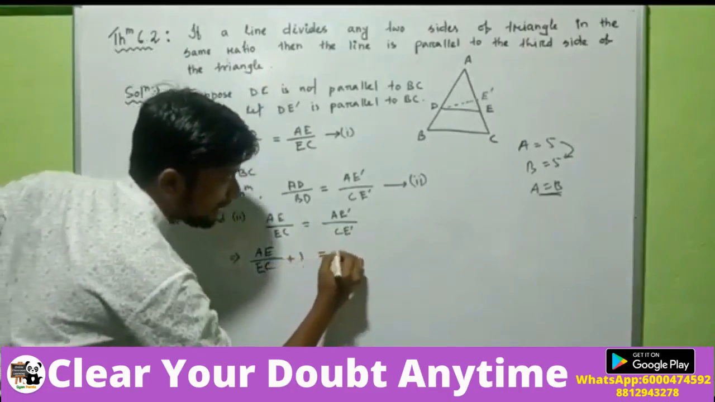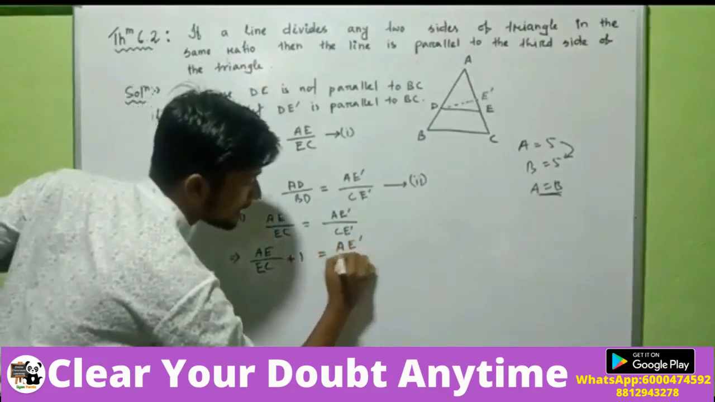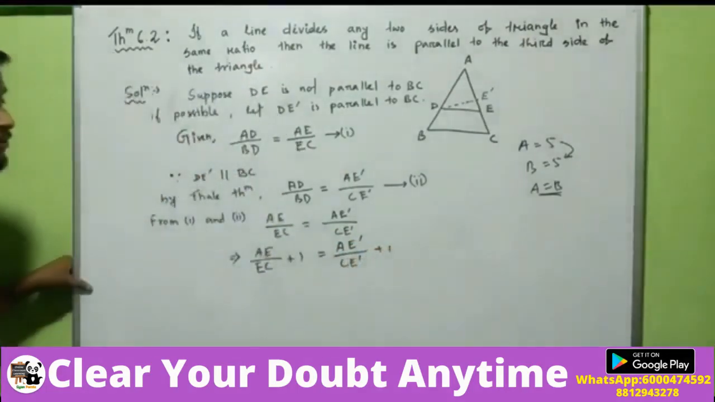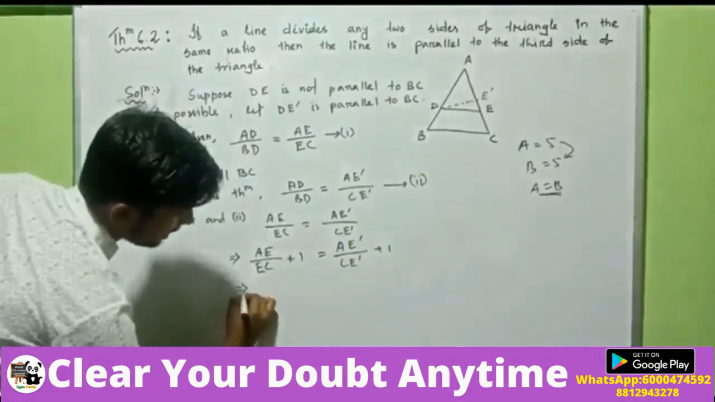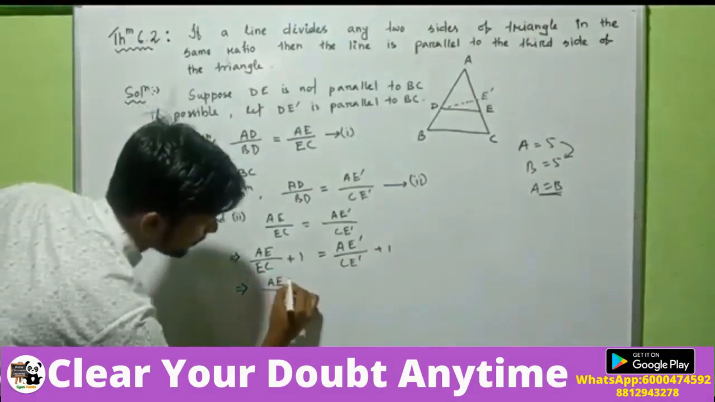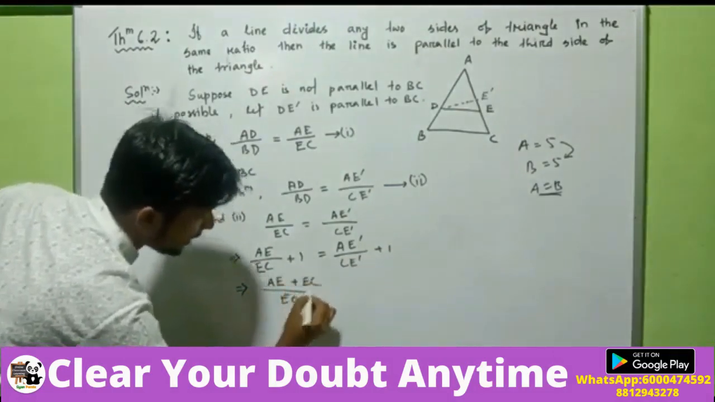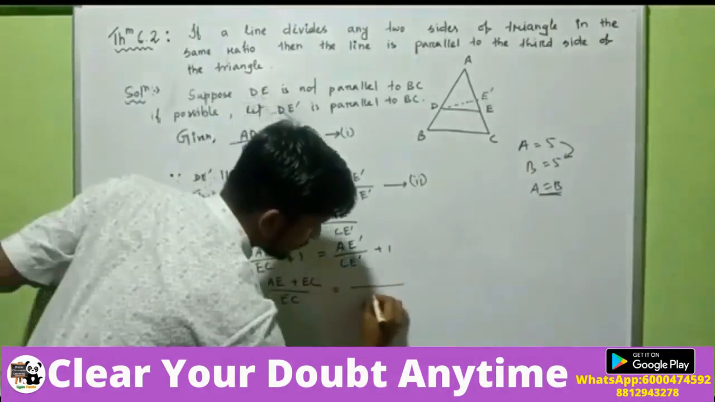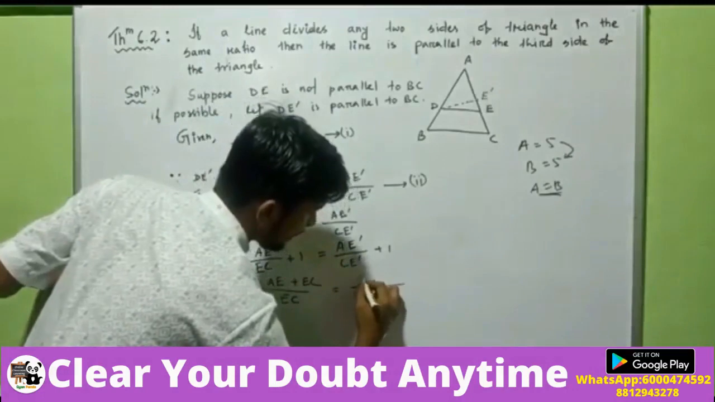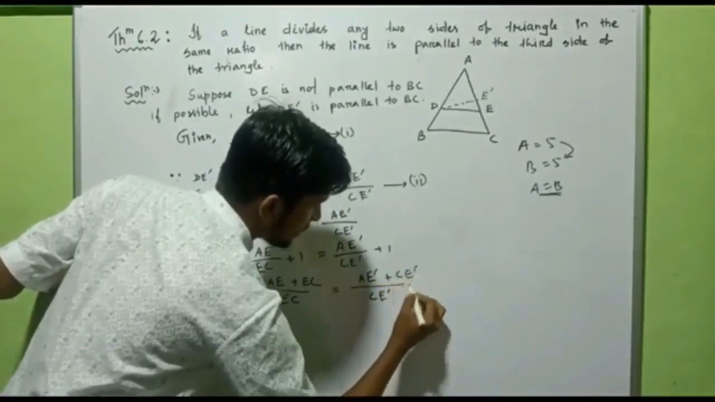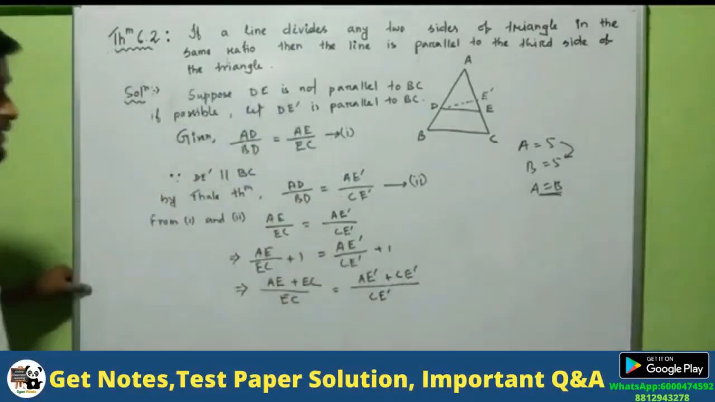Now if we add 1 to the both sides, then what we will get? We will get AE by AE plus EC divided by EC equals to AE dash plus CE dash divided by CE dash.